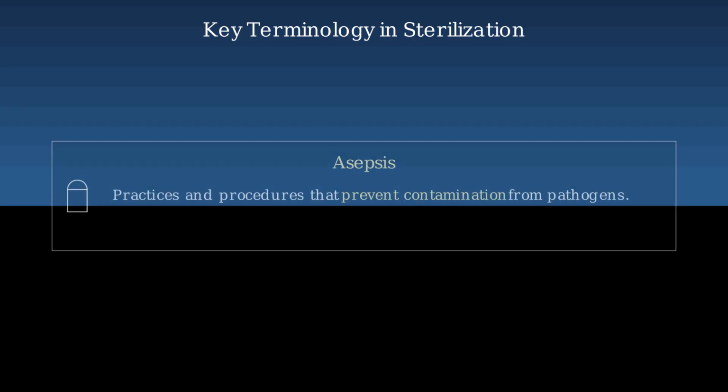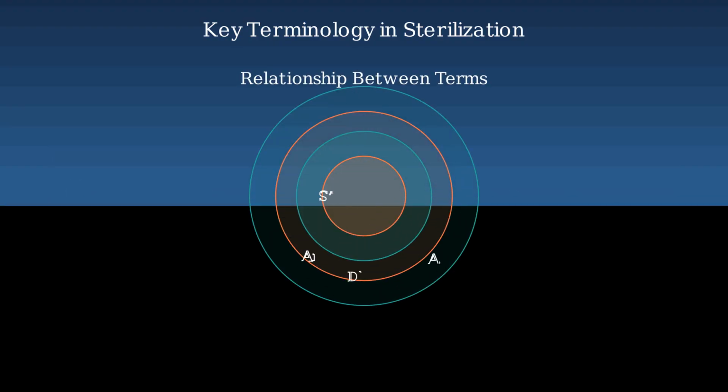Asepsis refers to the practices and procedures that prevent contamination from pathogens, creating and maintaining a pathogen-free environment. These terms are closely related and form a hierarchy of infection control measures. Asepsis encompasses all techniques for preventing contamination. Within that, disinfection and antiseptics are methods to reduce microbial presence. Sterilization represents the most complete form of microbial elimination.